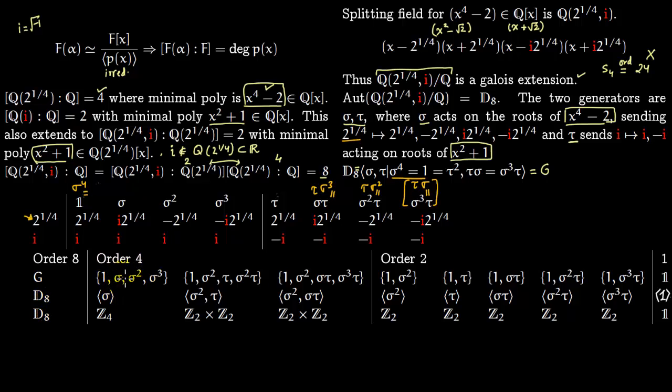So the first group is 1, sigma, sigma squared, and sigma cubed. So this group here, where sigma 4 is identity, is generated just by sigma. So this is just the cyclic group of order 4. Then you can see the group generated by sigma squared and tau. Again this is Z2 times Z2, because the order of sigma squared is again identity, sigma 4 is identity as we have seen, and tau squared is also identity.